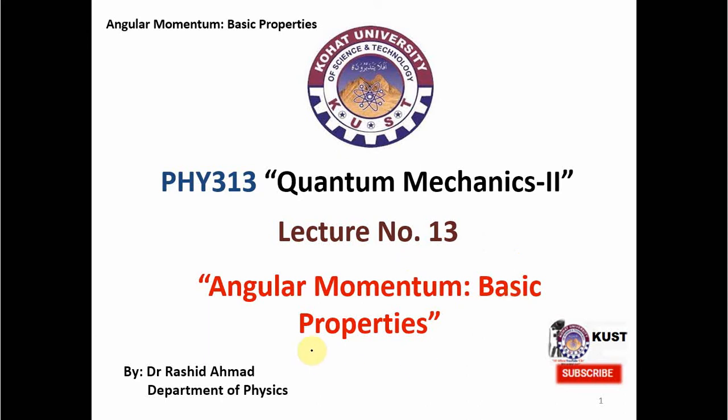As you know, in classical mechanics, angular momentum is a conserved quantity in a similar way as energy and linear momentum are conserved quantities. By conserved quantity, we mean that when the system moves, its property, for example, linear momentum or angular momentum or energy, does not change; they remain constant.